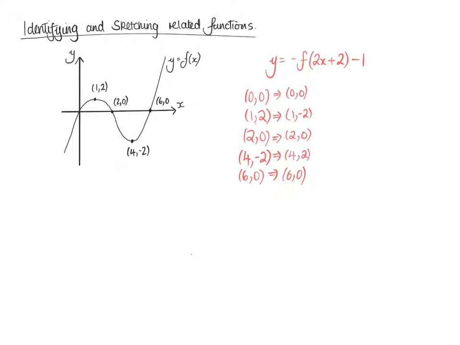Right, okay, so the next kind of easy bit to deal with is this minus 1 here. So we know that that minus 1 means that the whole graph is going to be moved down 1 point. So we can do that with our coordinates. So that means that our y values have been reduced by 1. So it becomes 0, minus 1. We're going to get 1, minus 3. We're going to get 2, minus 1. We're going to get 4, 1. And we're going to get 6, minus 1.